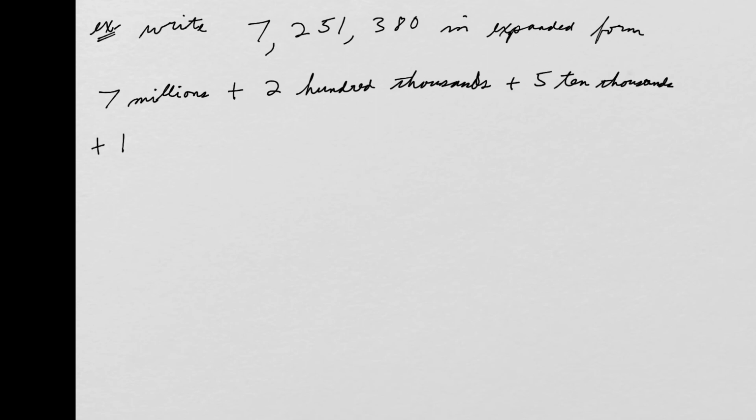Plus 1,000. Plus 300s. Plus 8 tens. Plus 0 ones. Okay, so that would be the number written in expanded form.